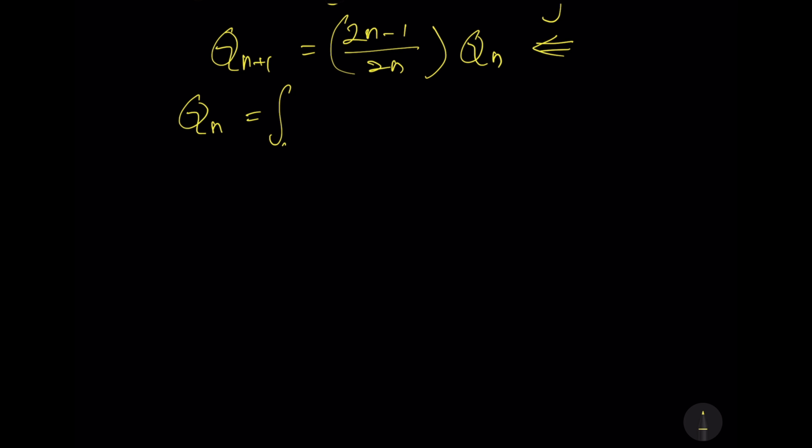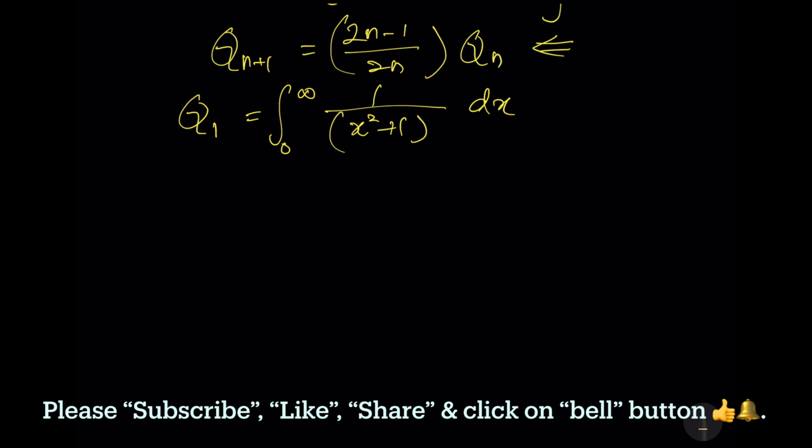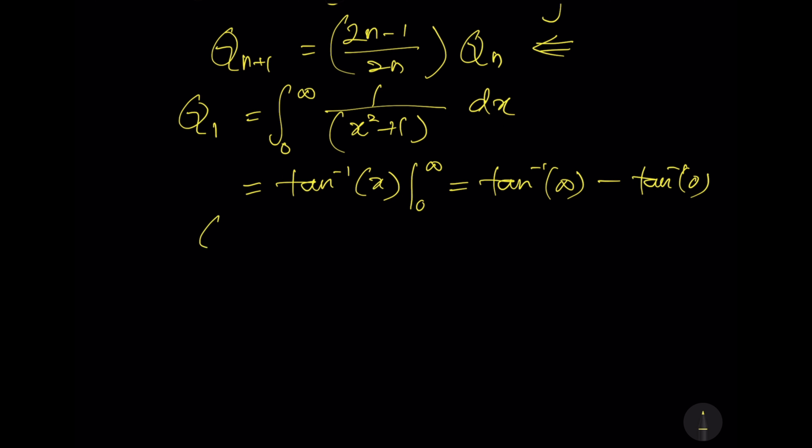For now, recall the Qn that we defined. In the case that n is equal to 1, Q1 is pretty standard. We get the inverse tangent of x for x equals 0 and infinity. Putting in the values of x, we obtain inverse tangent of infinity, which is pi over 2, minus inverse tangent of 0, which is 0. So we have Q1 equals pi over 2.